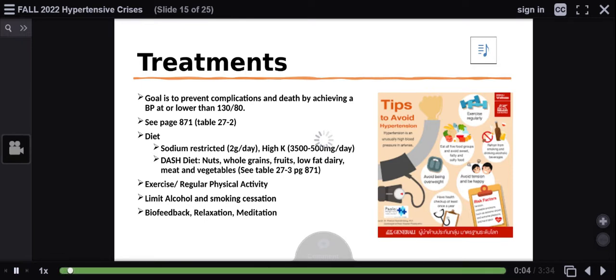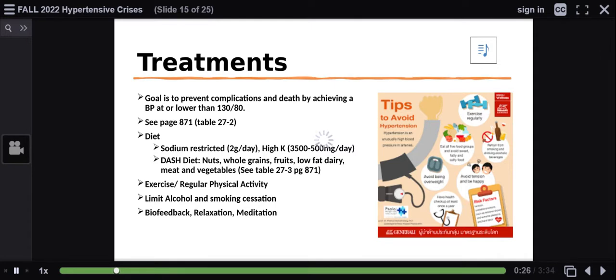Now, the goal of hypertension treatment is to prevent complications, meaning damage to your target organs, like I mentioned. You want to maintain a blood pressure lower than 130/80. And per the guidelines by ACC and AHA, they developed a series of recommendations to prevent, treat, and manage hypertension.